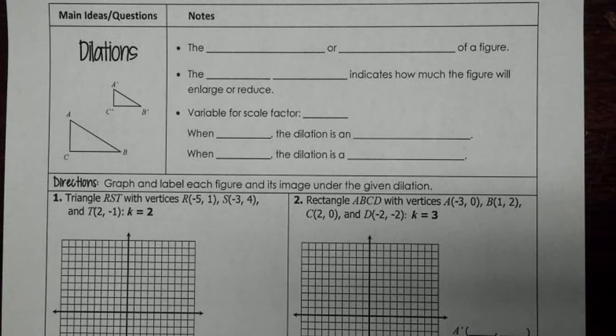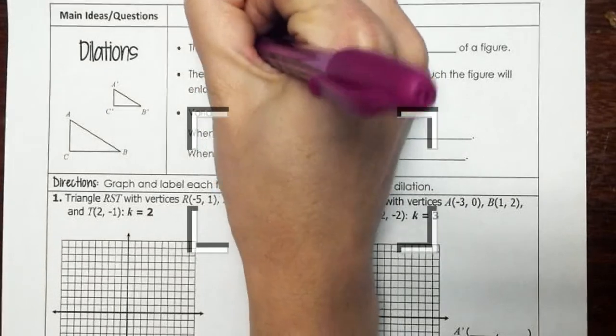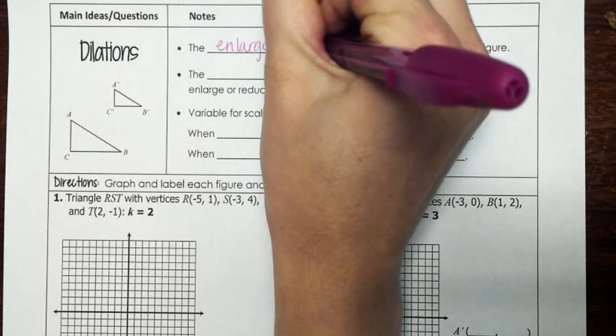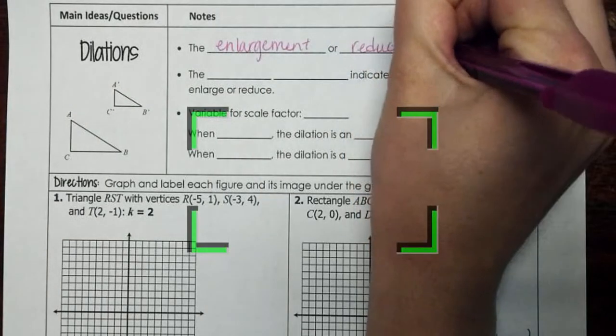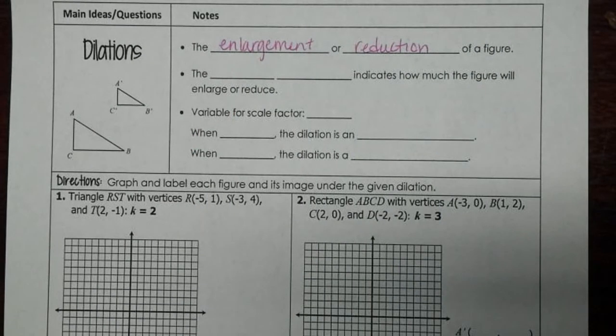So the last transformation that we are going to do is dilations. A dilation is the enlargement or reduction of a figure. I'm sure you've heard of when someone's eyes get dilated at the eye doctor. Your pupils get bigger, so they are enlarging your pupil.